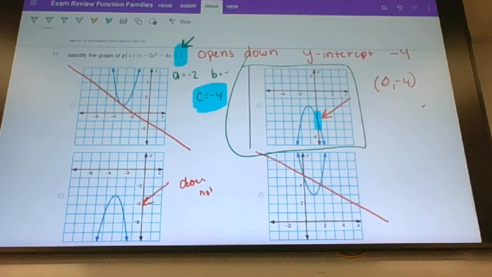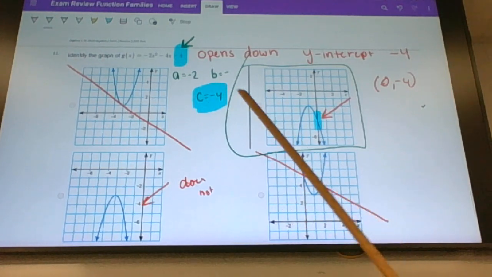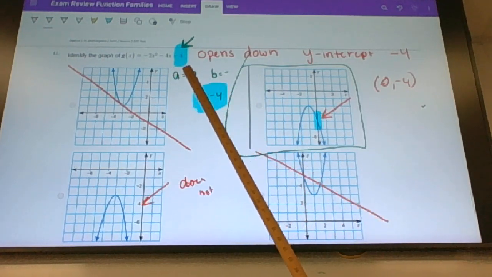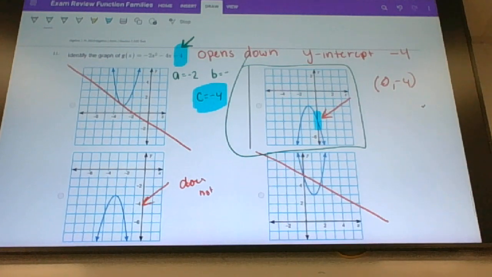Anybody have a question about this one? Every question is different. They will not repeat a single question. They're going to be creative. Can we just do that process of elimination with every question that's formatted like that? No, they will only give you that opportunity once per function. Maybe one for a parabola, maybe one for a linear, maybe one for exponential.